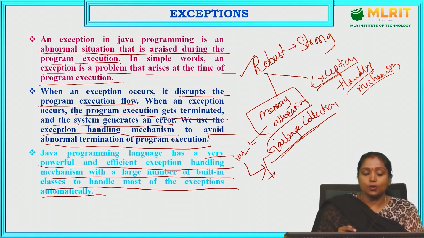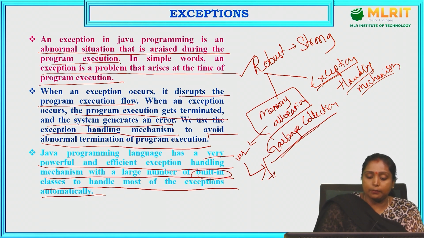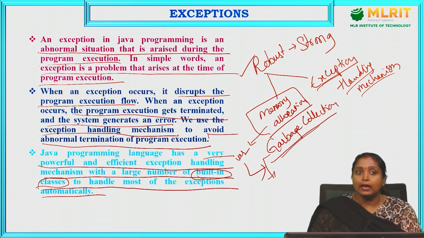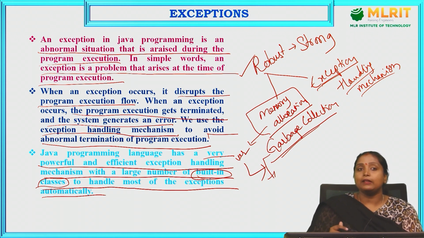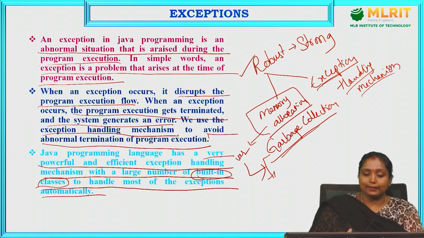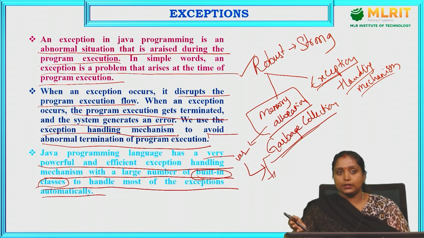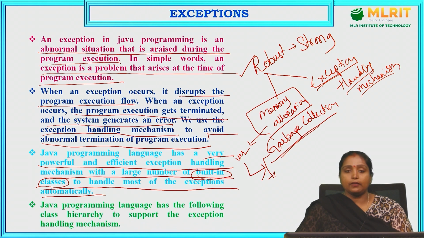There are many built-in classes which are used for exception handling. So if any abnormal situation occurs while you are running a program, during the execution of the program, the exception would be caught by the Java API, and you will directly get an error message and it won't go on to the next level of the program.